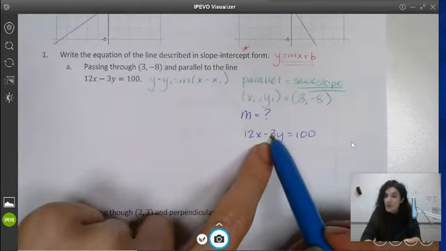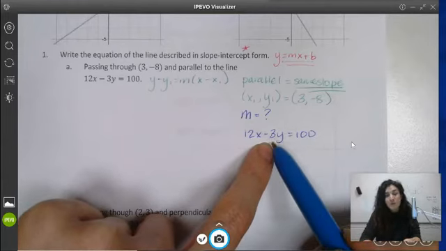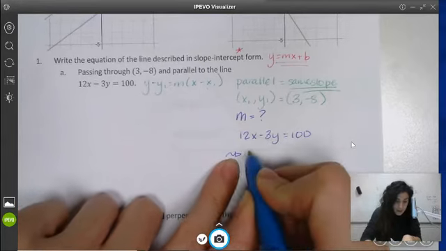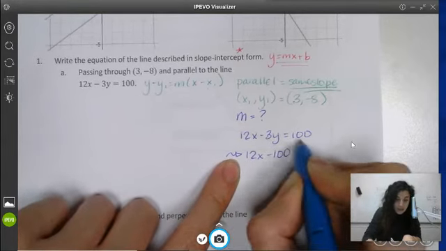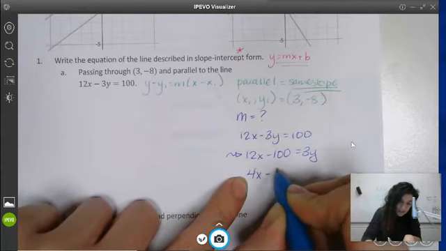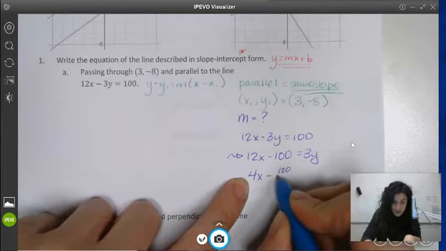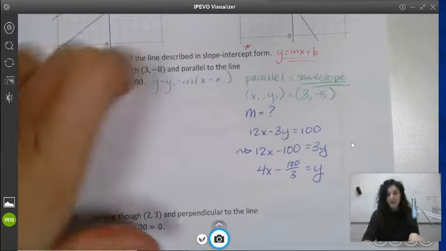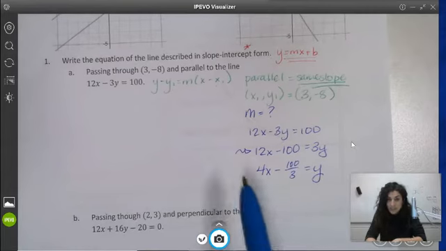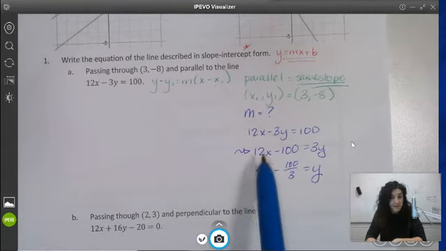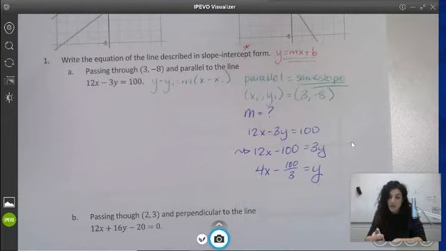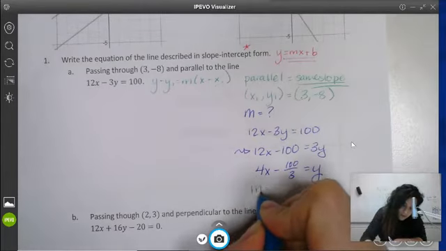But since y is not by itself here, we don't know what the slope is yet, which means that we need to get y by itself. So I'm going to add 3y to both sides, subtract 100 from both sides, and then divide everything by 3. So I get 4x minus 100 over 3 equals y. Now we can say what our slope is. Our slope is positive 4, not 12. We need to get y by itself in order to determine what the slope is. Our slope is 4.